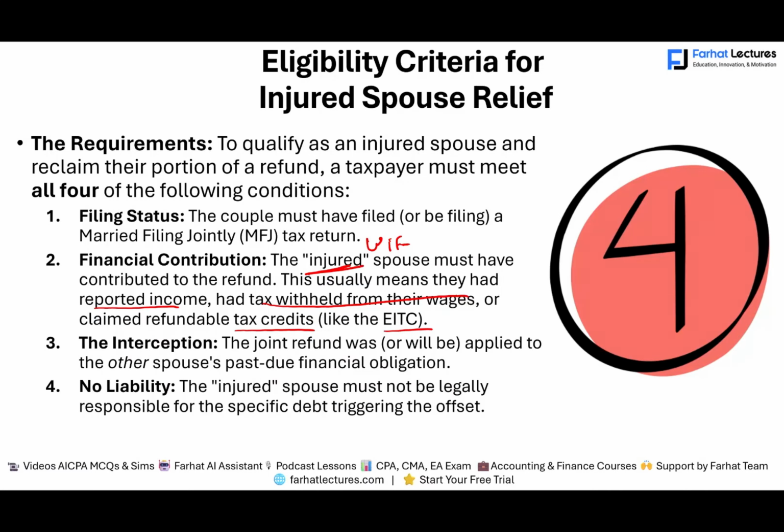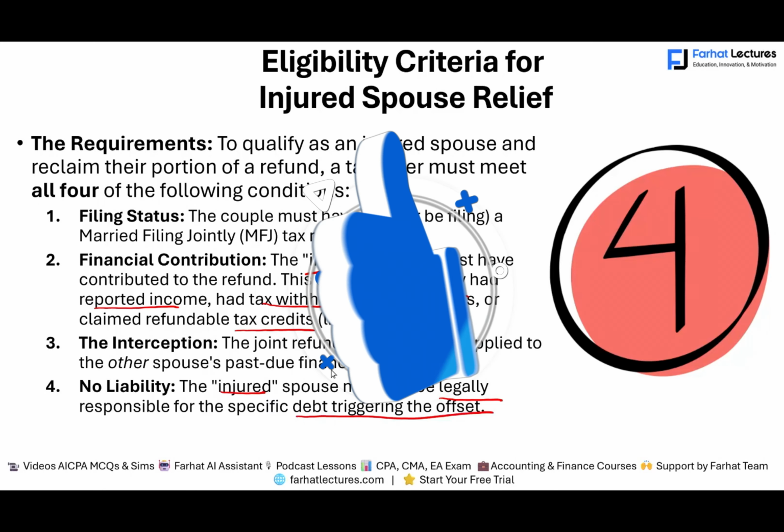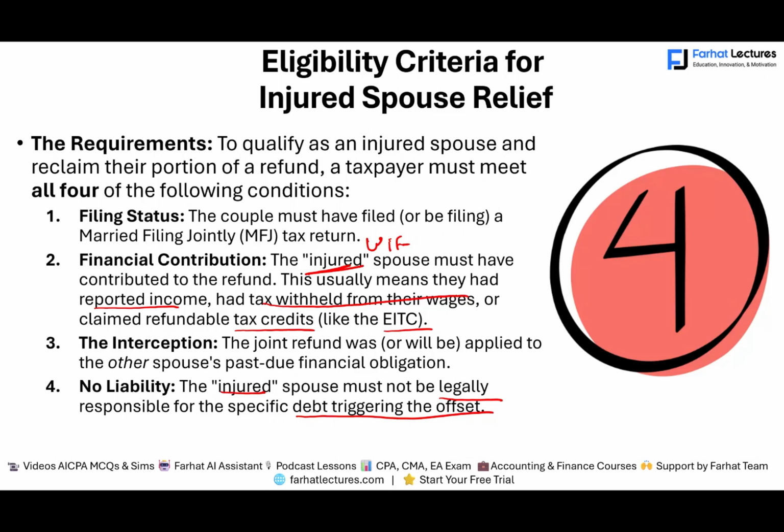And of course, the injured spouse should not have any liability, because if she has any liability, then she has to pay that liability from the refund. So the injured spouse must have no legal responsibility for the specific debt triggering the offset. She has no liability in this debt.